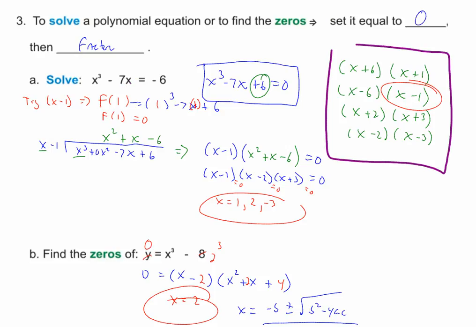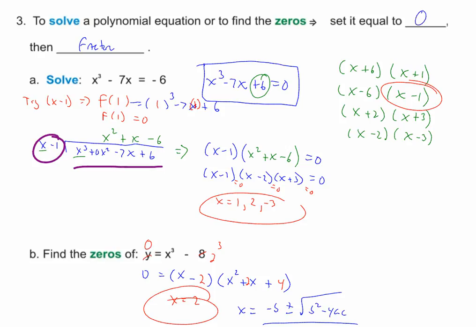So we listed the factors. We found a factor by getting a 0 remainder. We then divided that factor into the original.